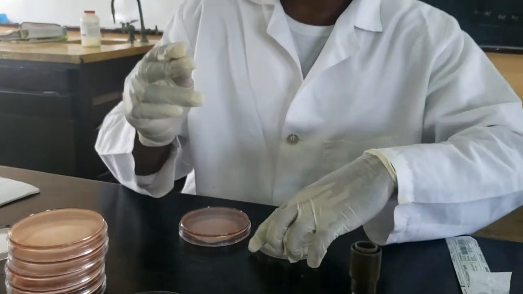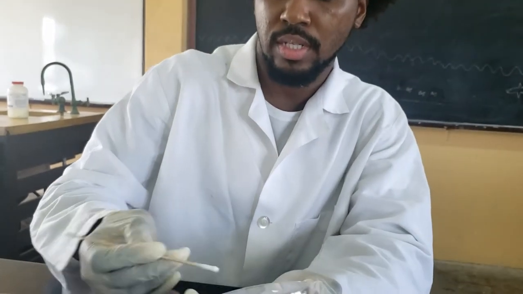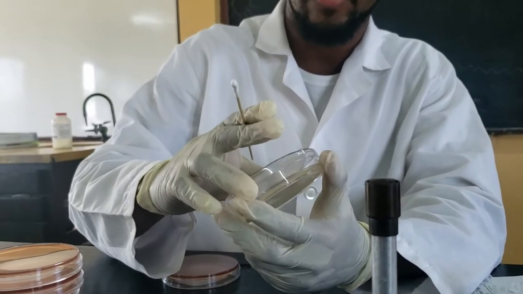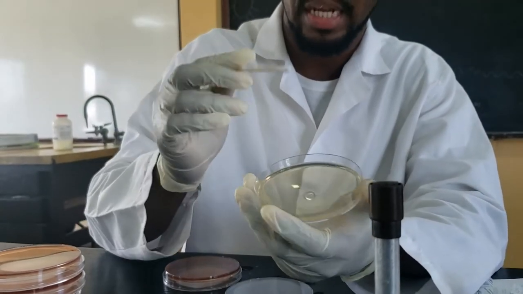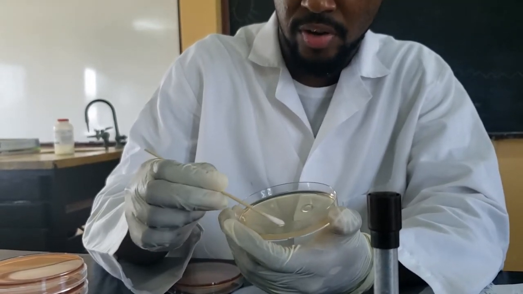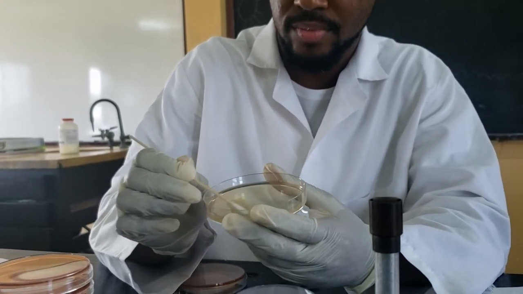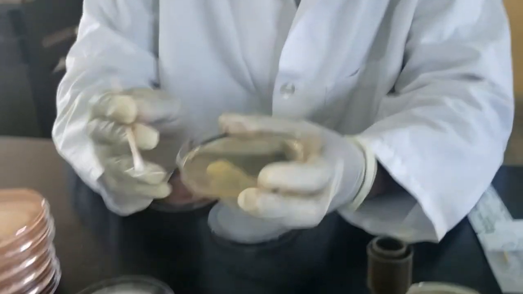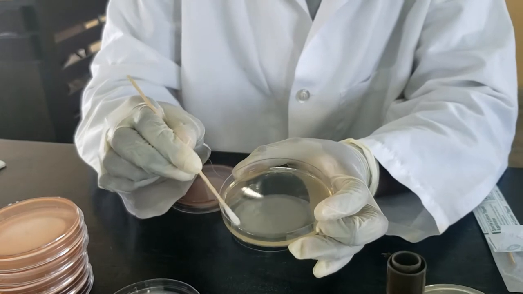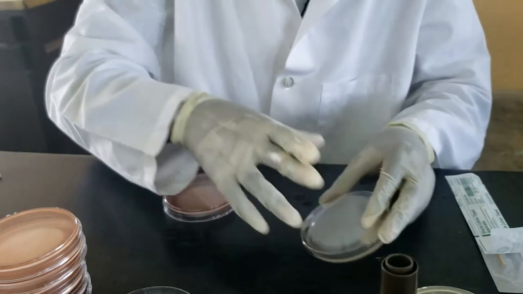And when streaking, we want to streak sort of in a zigzag pattern. So we'll go on the corners in a zigzag pattern. Now you don't want to press too hard that it tears the surface of the gel. It's sort of like jello, so it's still kind of soft. So just on the surface, in those corners, we'll do a zigzag pattern. And we should be able to do that in at least three corners. So that one is prepared.